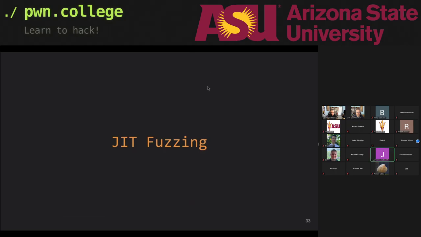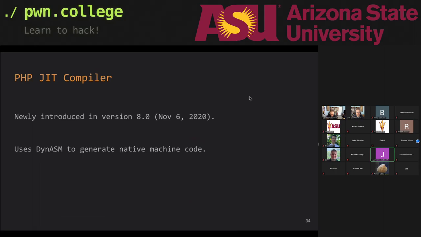One other thing that we targeted during our analysis of PHP was the newly introduced JIT compiler. PHP version 8.0, which was released in November of last year, introduced a JIT compiler that was supposed to improve performance. It used the DynASM project, which was developed for the LuaJIT project, in order to generate native machine code.